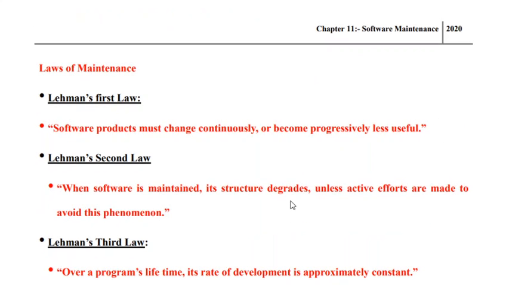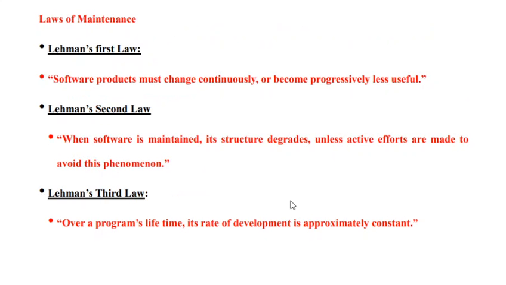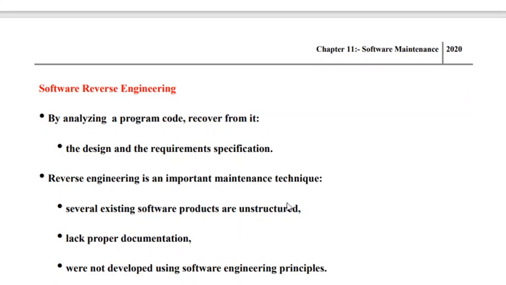And then we went through the three laws of maintenance, the laws proposed by Manny Meir Lehman and Laszlo Belady. Again, I will repeat the laws. The first law states that a software product must continuously change or become progressively less useful. Lehman's second law states that when software is maintained, its structure tends to degrade, unless active efforts are made to avoid the phenomenon. Lehman's third law states that over a program's lifetime, the rate of development is approximately constant.